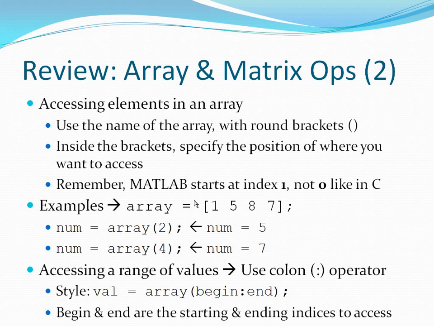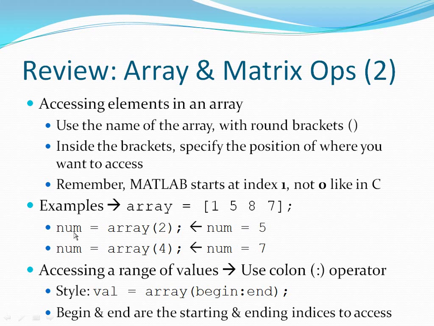So for example, if I create this array, it's 4 elements, 1, 5, 8, and 7, as we talked about before. If I want to access the second element, you do array and then bracket 2. What will happen is that it goes to the second element, checks what it is, number 5, and stores it into a variable called num. If I do it for the fourth location, 1, 2, 3, 4, which is 7, it'll store the number 7 into a variable called num. You can also access a range of values.